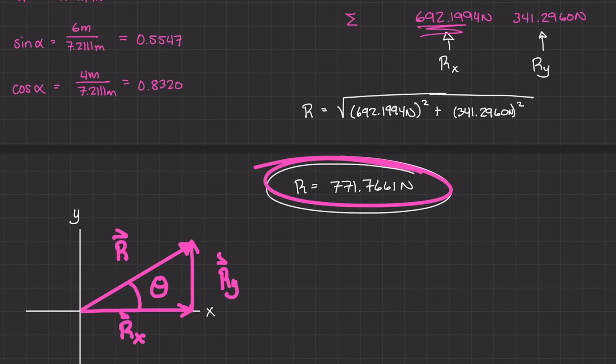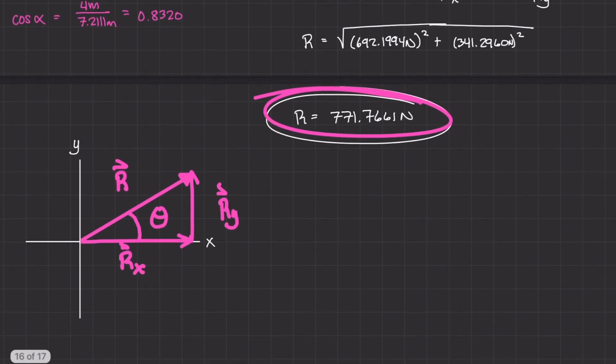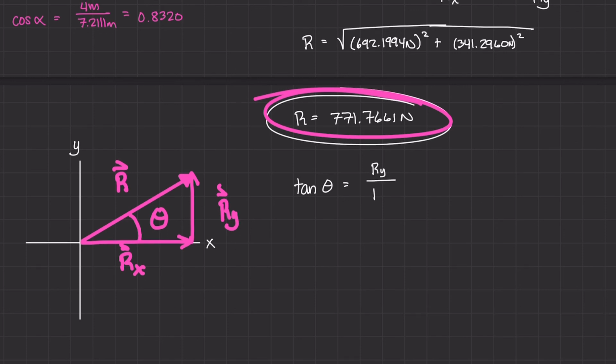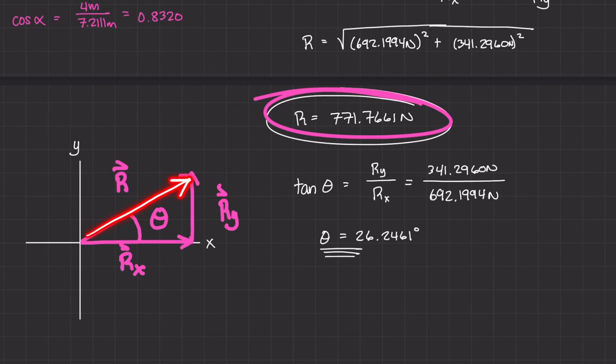So this looks like a job for our tangent function. The tangent of theta is going to be opposite over adjacent, Ry over Rx in this case. And Ry was 341.2960 newtons, and Rx was 692.1994 newtons. Now, if we just take the tan inverse on both sides, we get a theta value equal to about 26.2461 degrees. So great. Now we know the angle at which this resultant force acts.